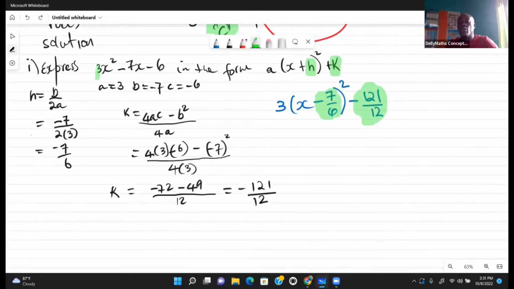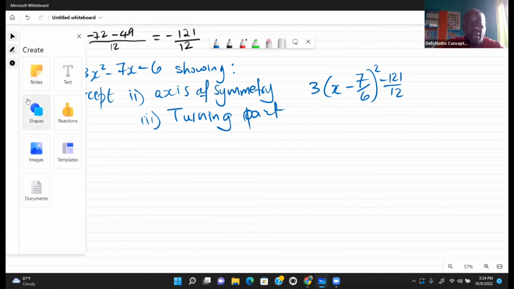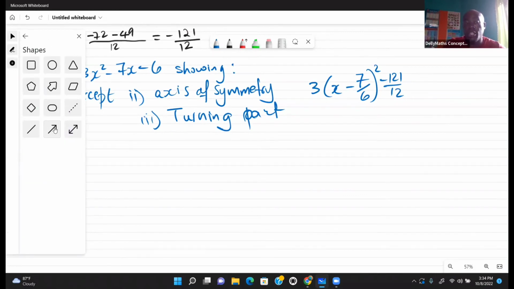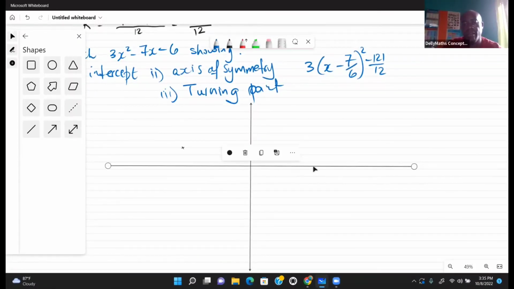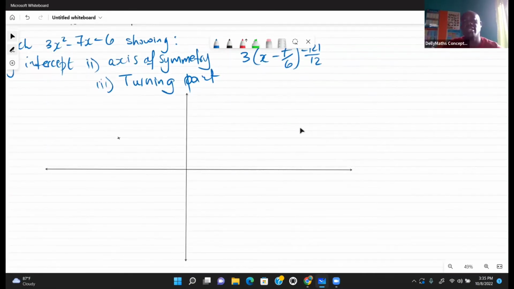Now, after you have completed the square, then they can ask you to do a lot of things. Yes, they can. So they can ask us to do a number of things, all right? Firstly, if we're going to sketch, you just put up an x and y axis, all right? So on this now, we are going to put our curves on it.